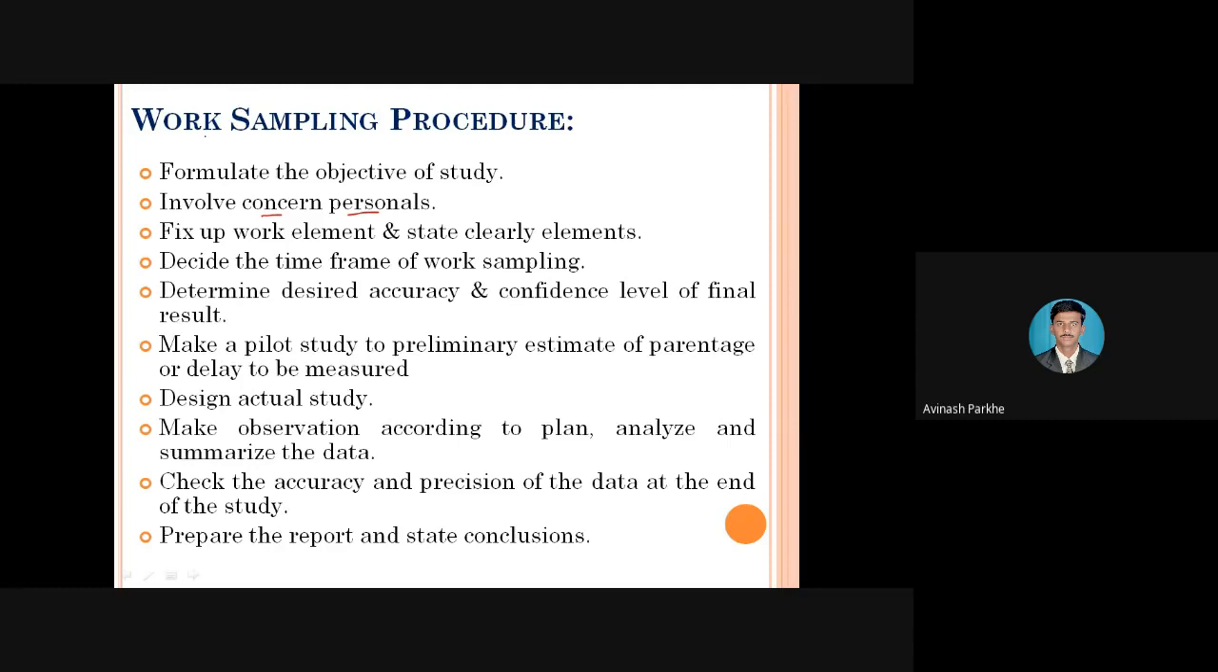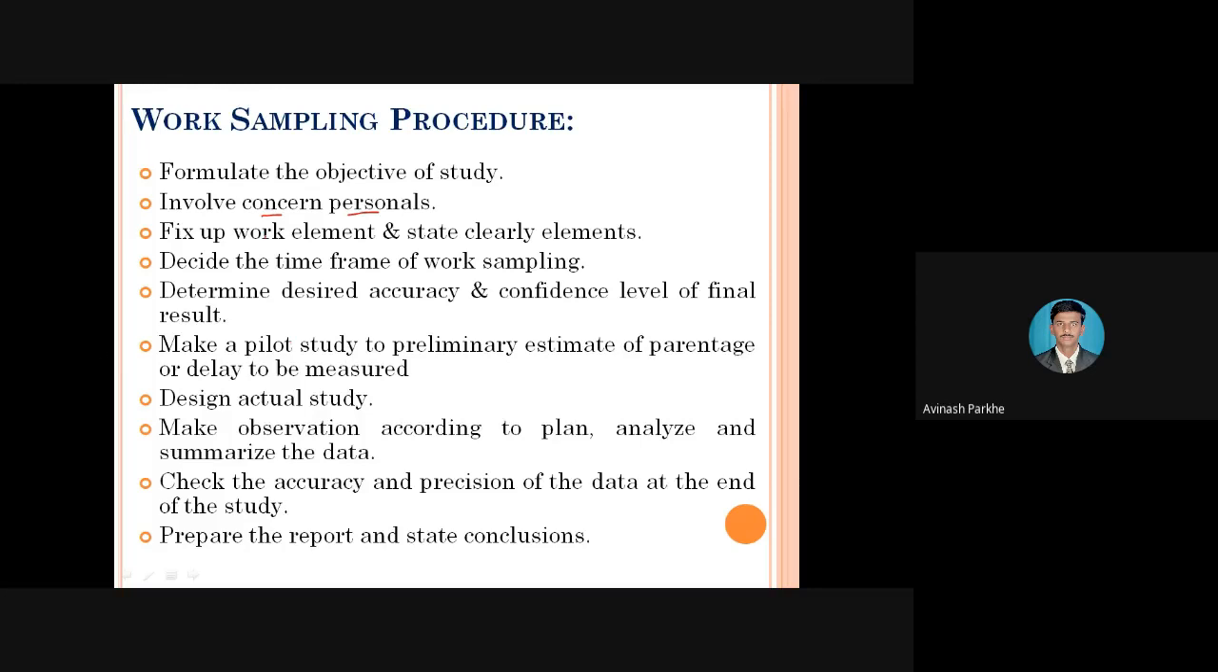That observer is the third person. The operator does not act as an observer. The operator itself does not act as an observer. The task of the operator is only to perform the operation. The supervisor is coming and he is only doing the number of observations. Therefore, the second step is involve concerned personnel. Means here we have to involve one supervisor or one management person in order to observe a number of things at a number of times.